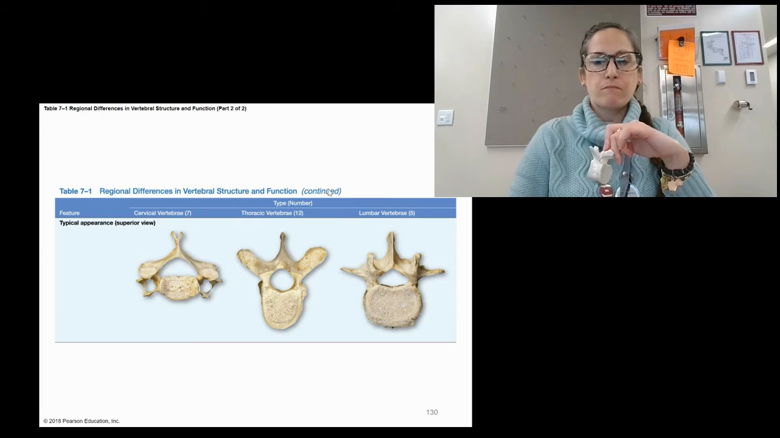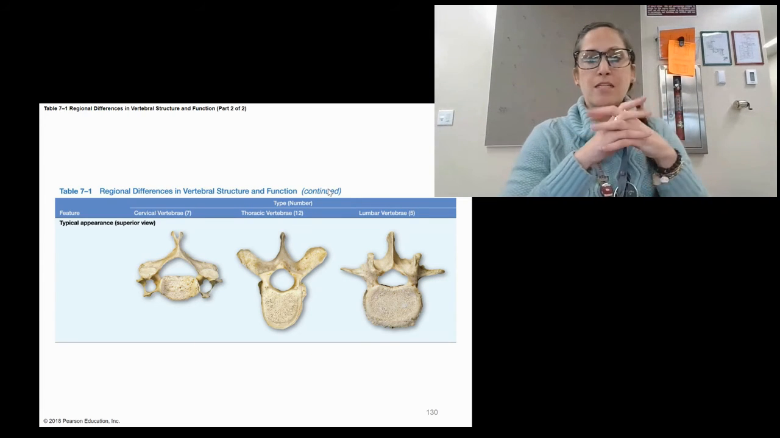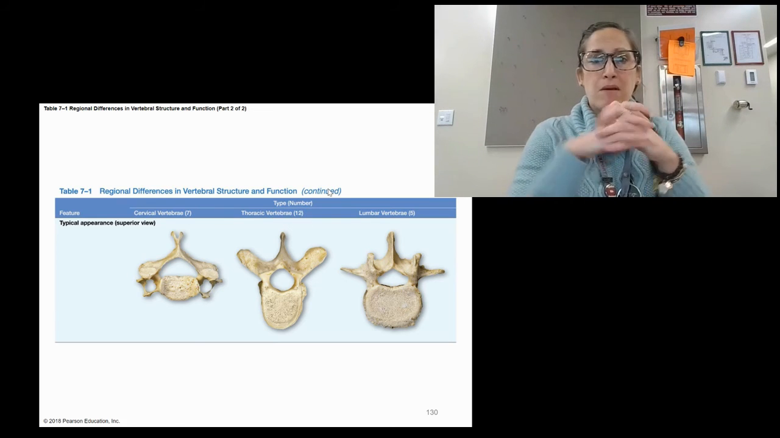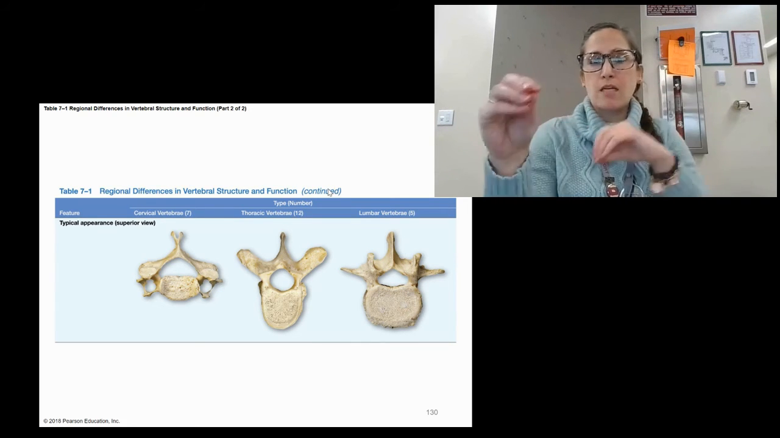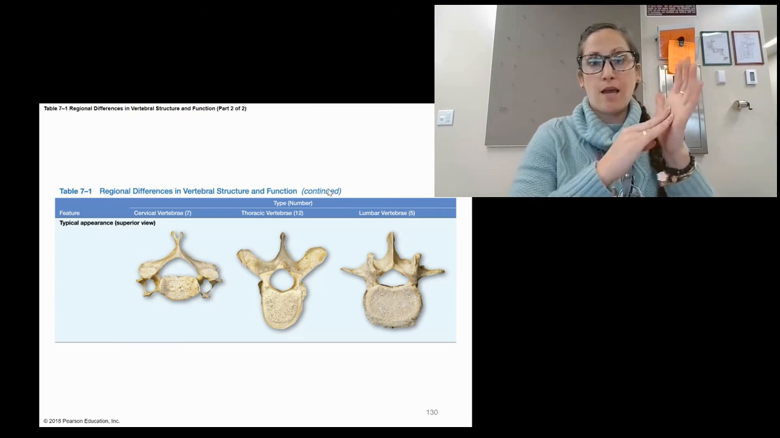All right. This is a good slide to take a peek at, as well as note in your book. It just compares all three next to each other. It's really good to make a Quizlet with just those three and then pick out those characteristic differences between cervical, thoracic, and lumbar.